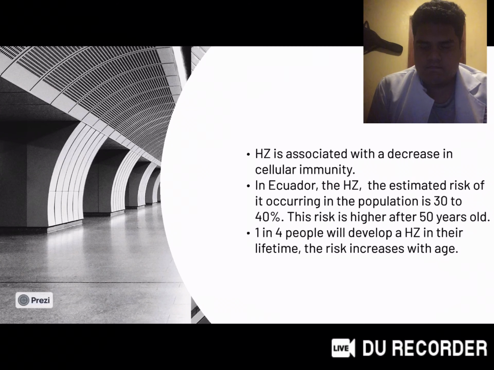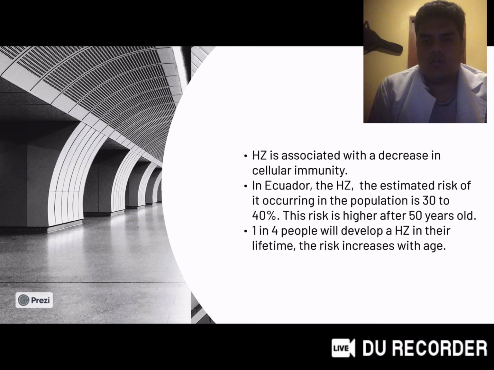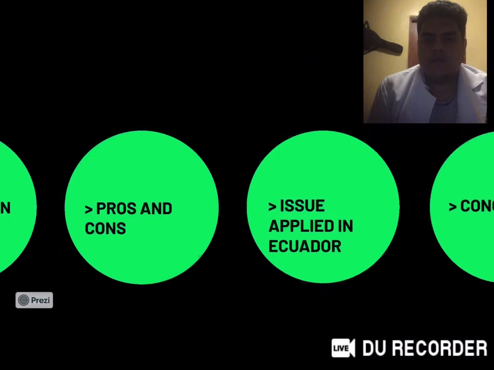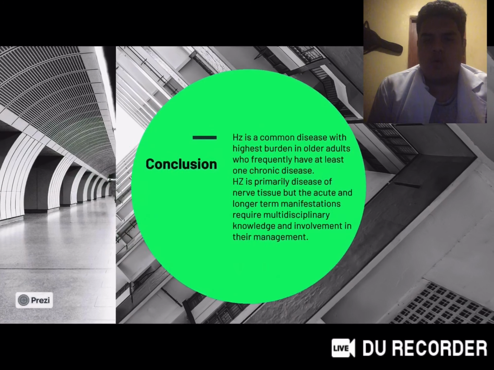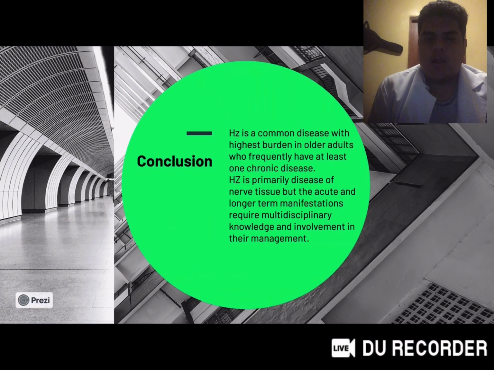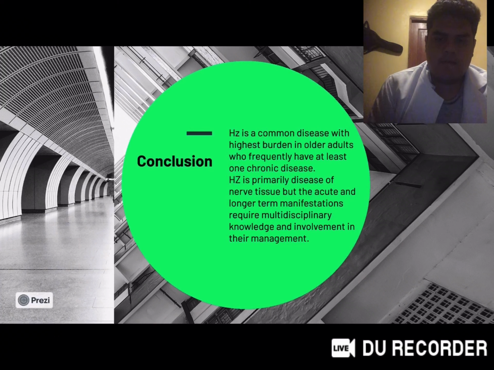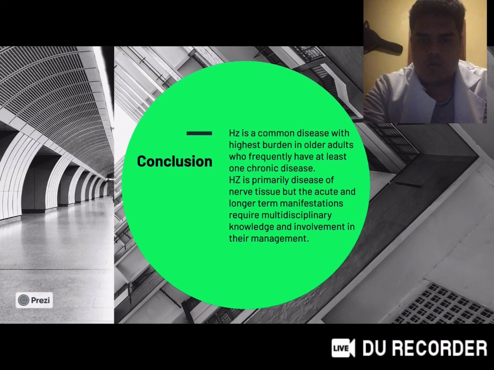For the conclusion, we have that the herpes zoster is a common disease with highest burden in older adults who frequently have at least one chronic disease. Herpes zoster is primarily a disease of nerve tissue, but acute and longer-term manifestations require multidisciplinary knowledge and involvement in their management.